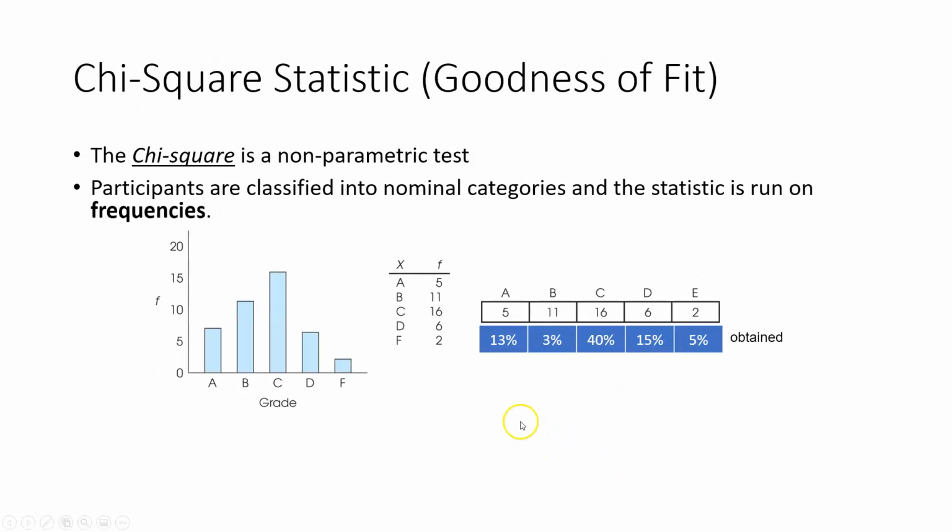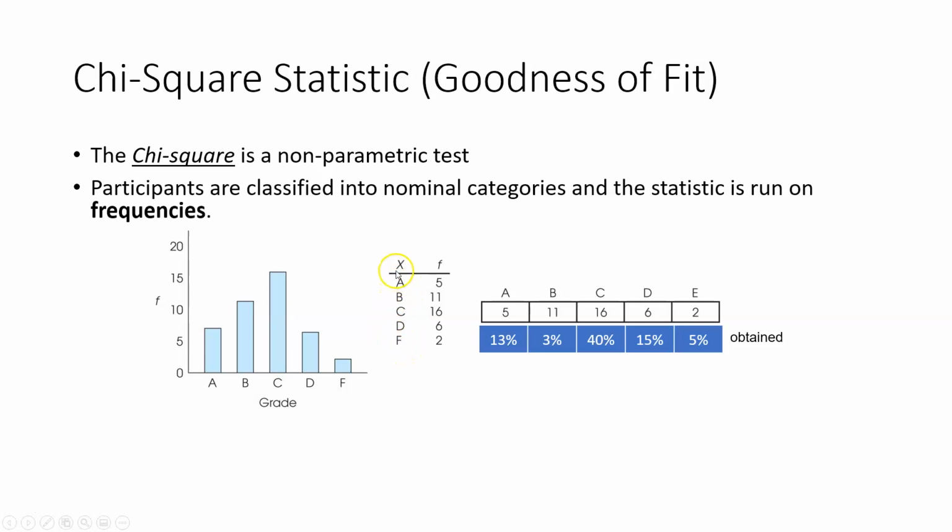All right, so now with that foundation, I want to move back to the statistic called the chi-square. There are two types of chi-square. The first one is called a goodness of fit. So a chi-square is a non-parametric test. Participants are classified into nominal categories, and the statistic is run on frequencies as the dependent variable. So an example of this would be if you earned an A, a B, a C, a D, or an F in a class, you could figure out how many people got each of those scores.